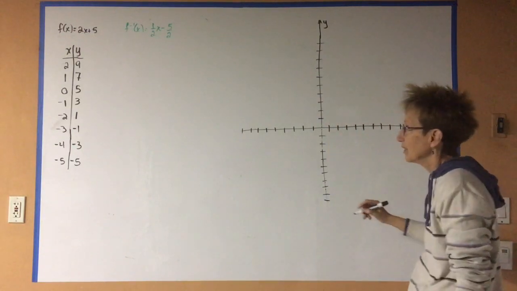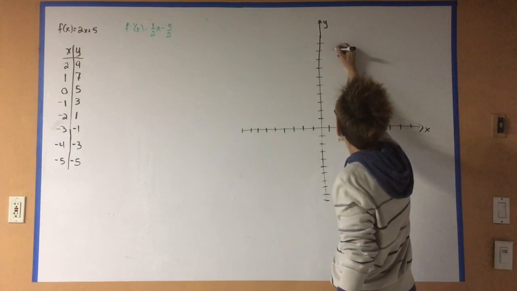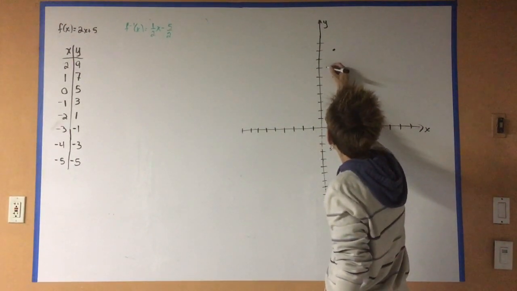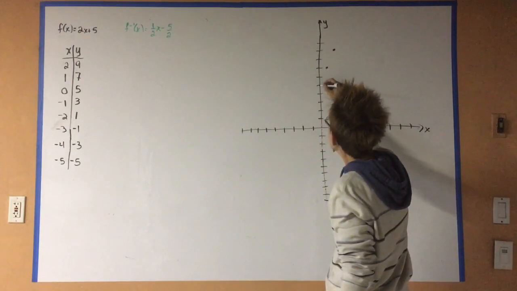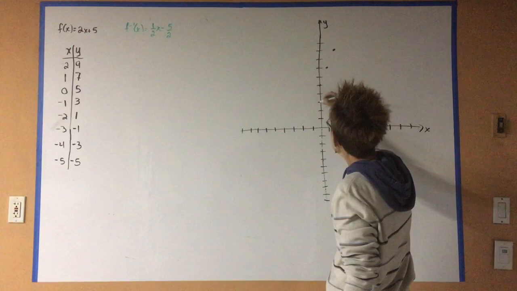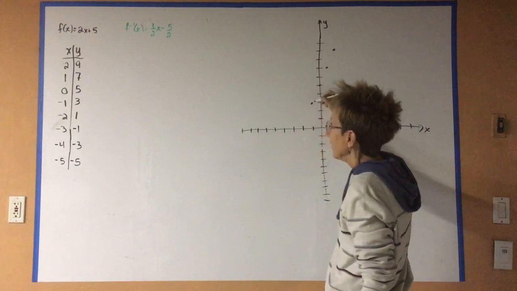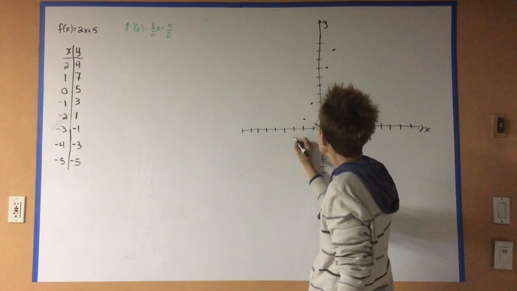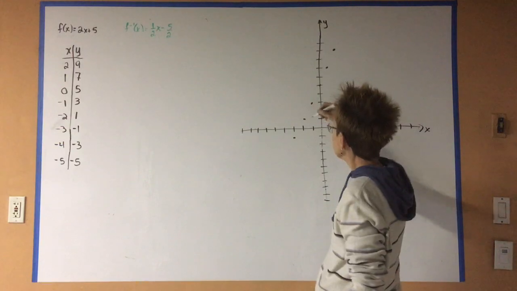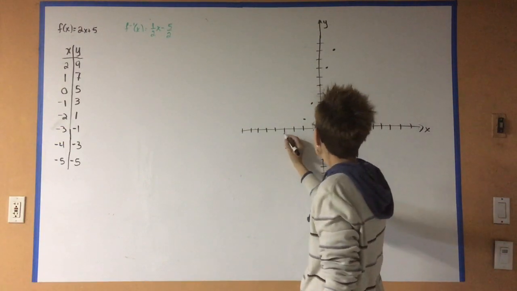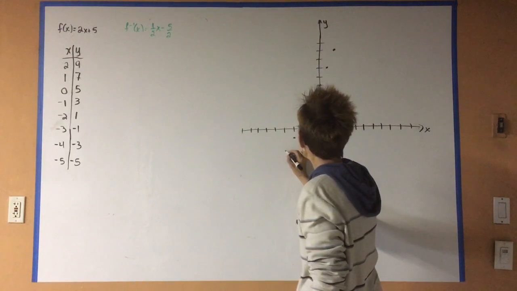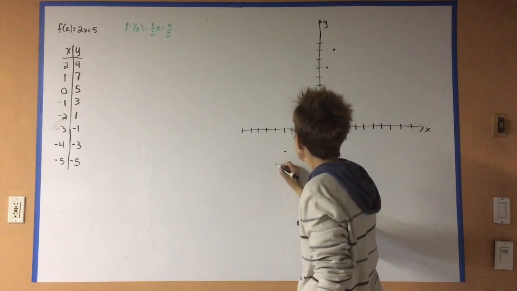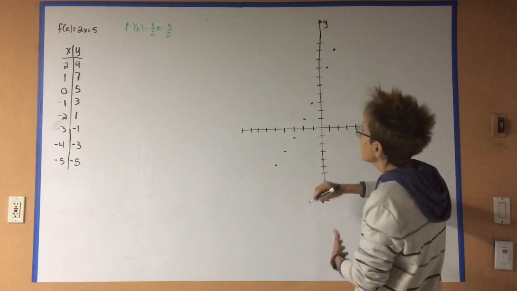I'm going to try and make this look reasonable. So I've got 2, 9, which is right about there, and then I have 1, 7, which is right about there, and then I have 0, 5, which is there, and I have -1, 3, which is there, and -2, 1, which is there, and then -3 and -1, which is there. So basically we're counting 2 down, 1 to the left, or 2 up, 1 to the right. Then I have -4, -3, which is right around here, and -5, -5, right around here. And so here's f of x.